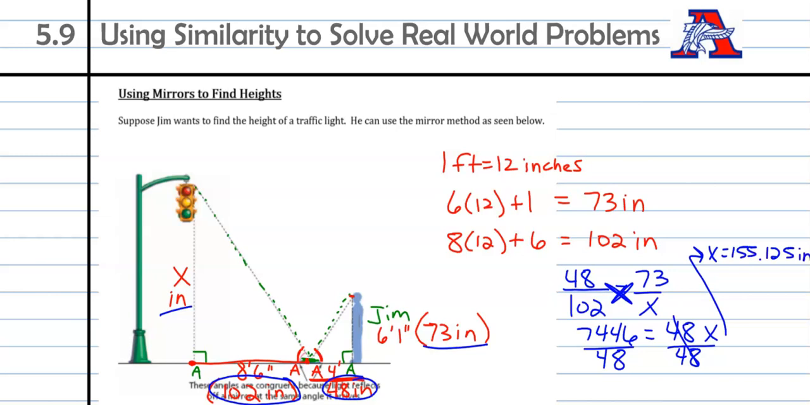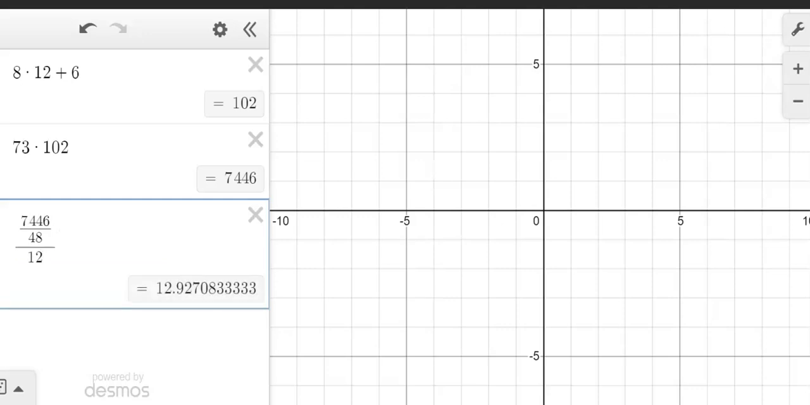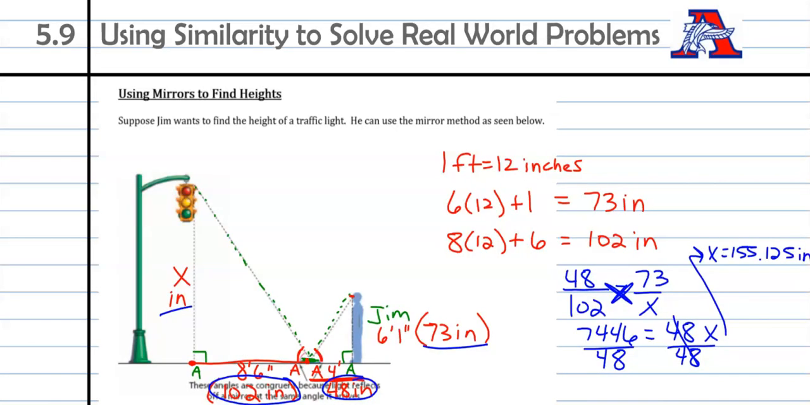What you could do if you wanted to turn it back into feet is you could divide by 12. And I'll just do that on here really quick. Just take this answer and see if I can do it like this. Divide by 12. And you're going to get close to 13 feet, 12.9 feet. And that makes sense. That seems fairly reasonable for a traffic light. Maybe a little on the short side, but not too bad.